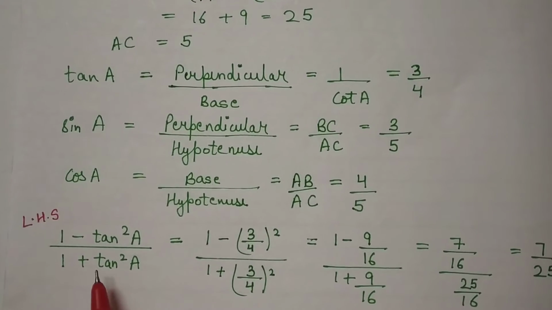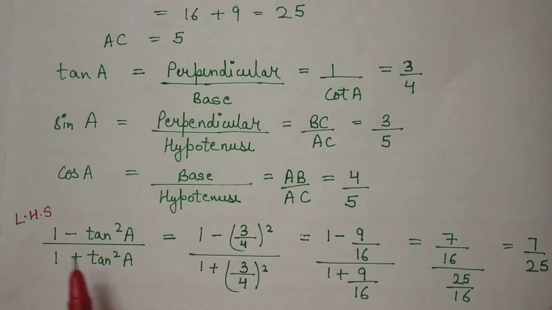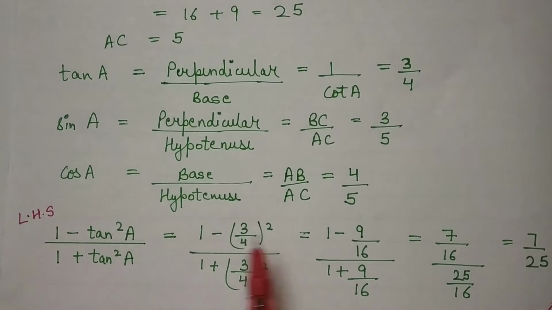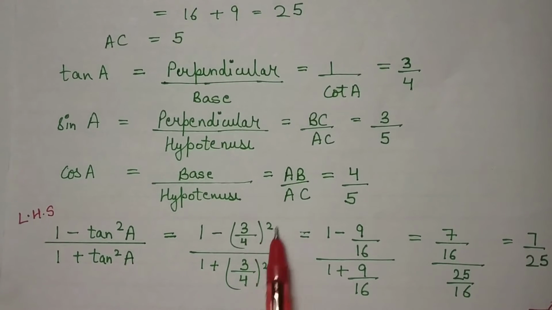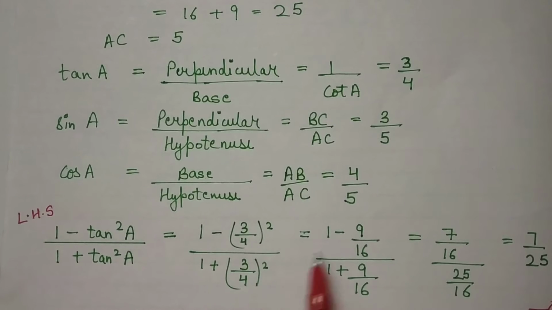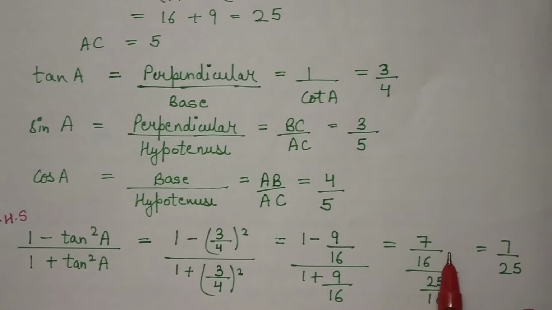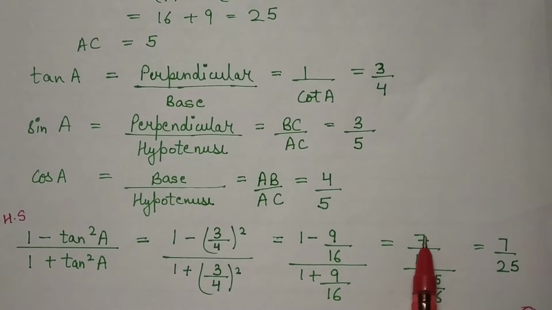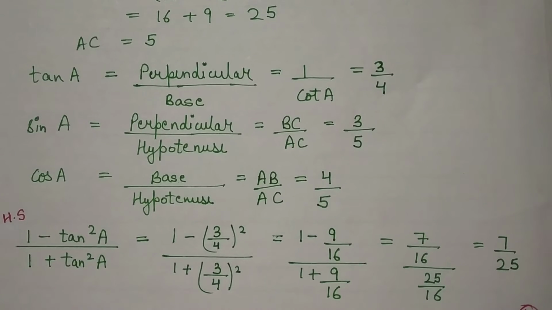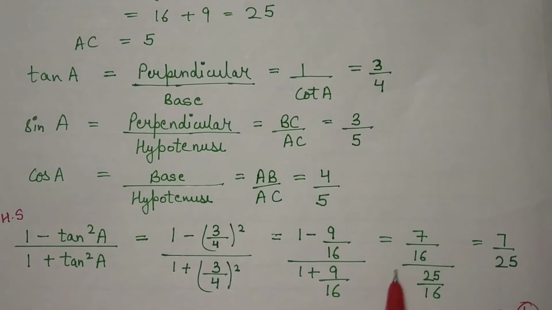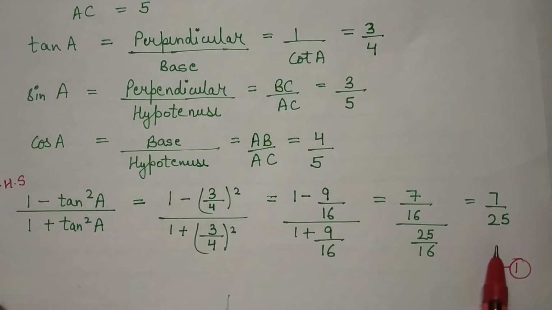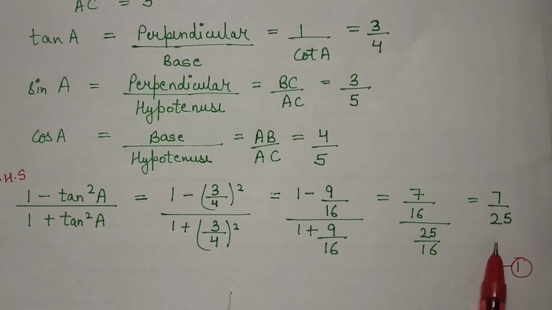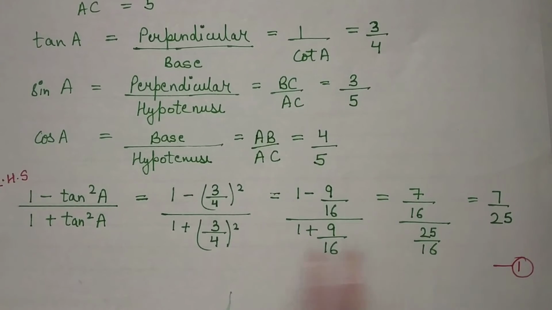Now putting in the left hand side of the question, 1 minus tan square A. Put the value of tan A, 3 by 4 whole square, 1 minus 3 into 3 is 9 and 4 into 4 is 16. Take the LCM, 16, and 16 minus 9 is 7. So 7 by 16 over 25 by 16, cancel 16 by 16, and this is 7 by 25. Now the left hand side is 7 by 25.